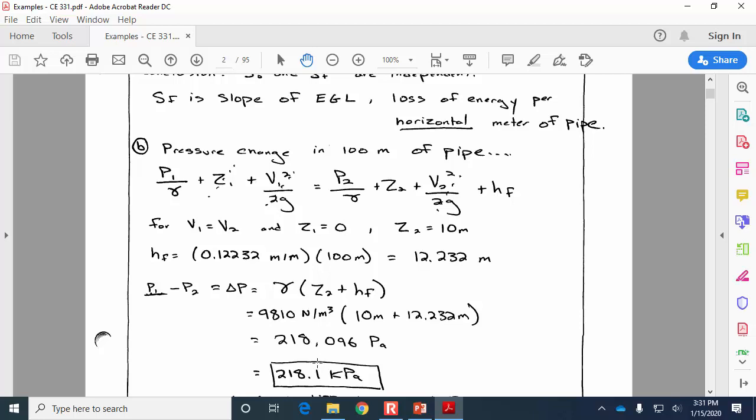You have a couple of problems on the homework where you're just relating a shear stress to energy loss. And it's just these same substitutions that you'll follow in the homework assignment. Any questions?